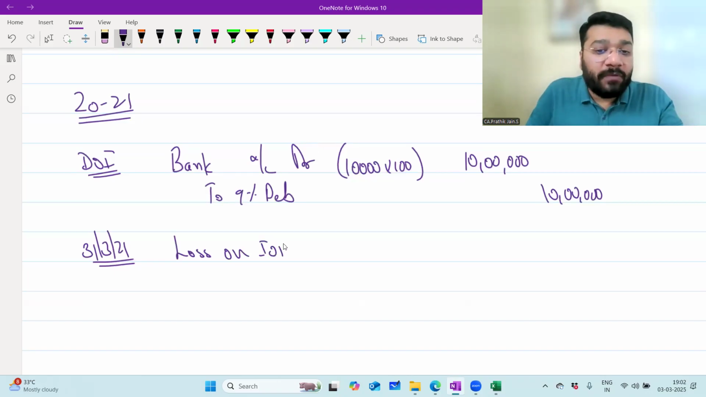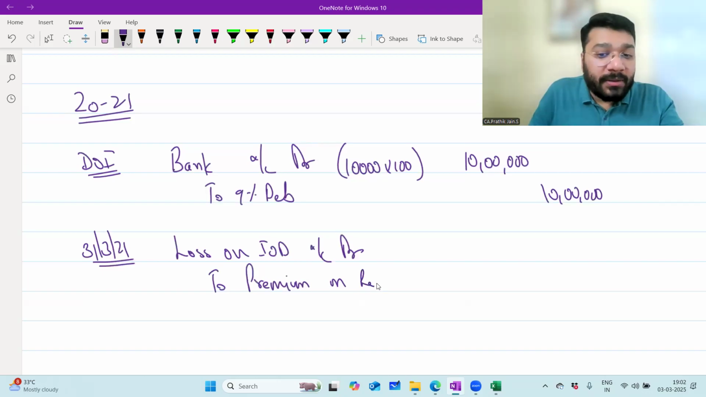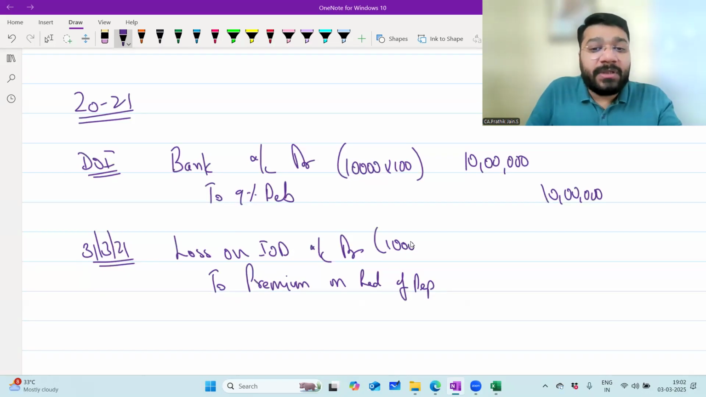Loss on issue of debenture account debit to premium on redemption of debenture. How much? Sir, 10,000 debentures into 10 rupees per debenture extra I'm paying. So overall, how much extra am I paying? 1 lakh rupees.